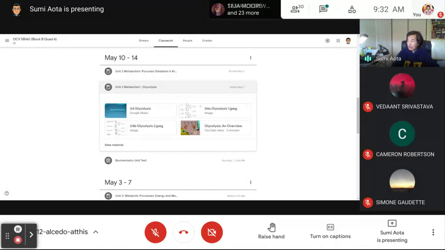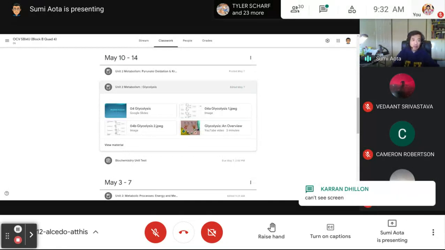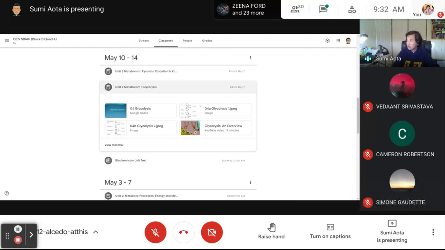Okay, stage 1 is glycolysis. So by its name, you should be able to tell what glycolysis is, right? The breakdown of glucose. Makes sense. Glyco, meaning sugar, and lysis, meaning to split.